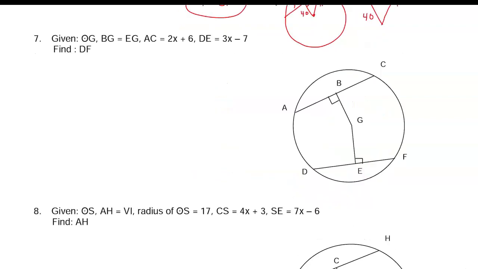Number 7, you are given circle G, so we know G is the center of the circle. That's the name of the circle given to us up there. BG is equal to EG. Mark segment BG congruent to segment GE. And that means we have equidistant chords. The two radii are congruent and they're perpendicular distances out to the chords. So that means the chords are equidistant from the center. If two chords are equidistant from the center of a circle, then they are congruent.